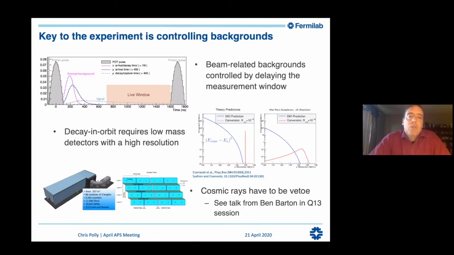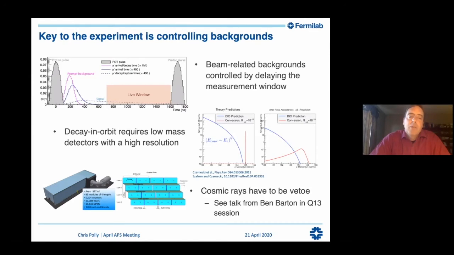Beam-related backgrounds are controlled by delaying the measurement window. You can see how a typical time structure looks for them, where they bring in their proton pulse, they have a prompt background, and then they have a signal that stretches into a window here that they define as the live window. And the live window is where they search for their events, thus avoiding beam-related backgrounds.